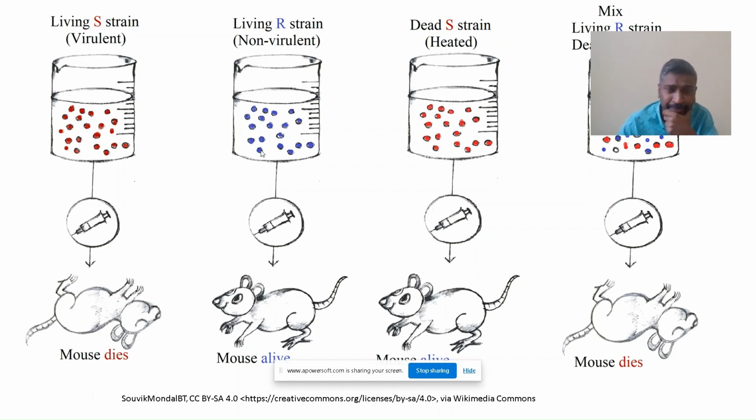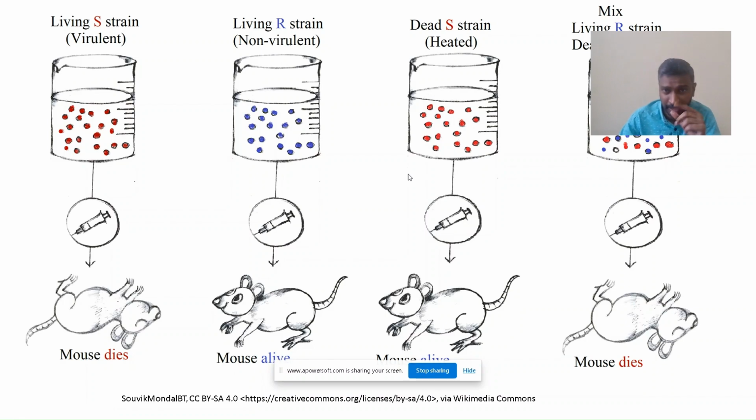So virulent bacteria cause pneumonia. That is why when Griffith injected living S strain into mice, the mice died. Okay, this is the first experiment. Whereas with the living R strain, which is non-virulent, when it was injected into mice, the mice stayed alive. It makes sense, it is obvious, right? Because it's non-virulent, it doesn't cause pneumonia.